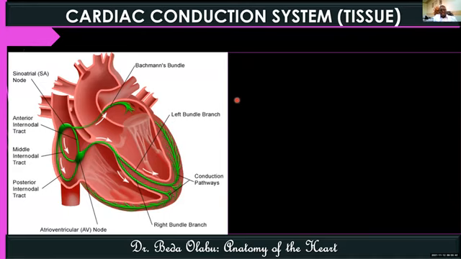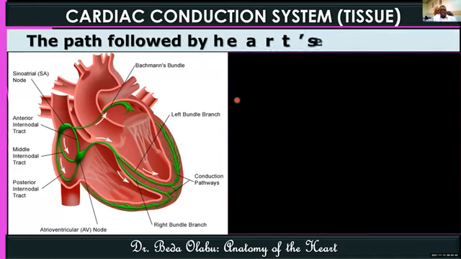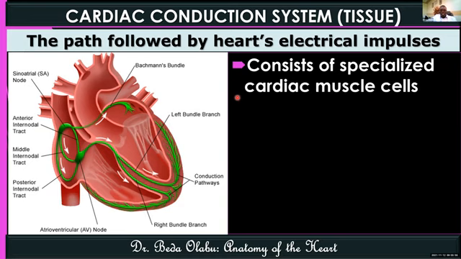Cardiac conduction tissue, or otherwise called the conducting system of the heart, refers to the path followed by cardiac electrical impulses. This path consists of specialized cardiac muscle cells. So they're just muscles, by the way. It's not nerves, not epithelium, it's not connective tissue. And specifically, they are cardiac muscle cells. Why are we saying they're specialized? They have some unique features.